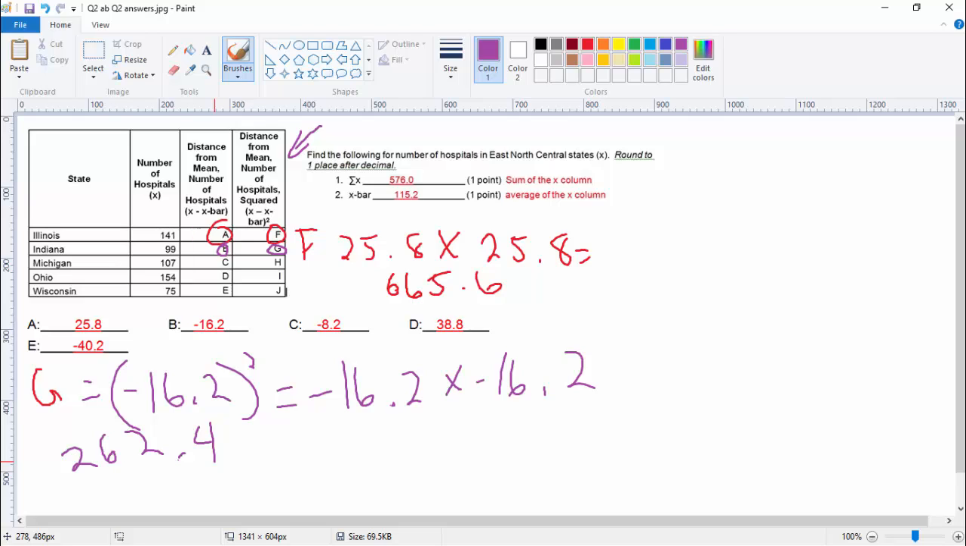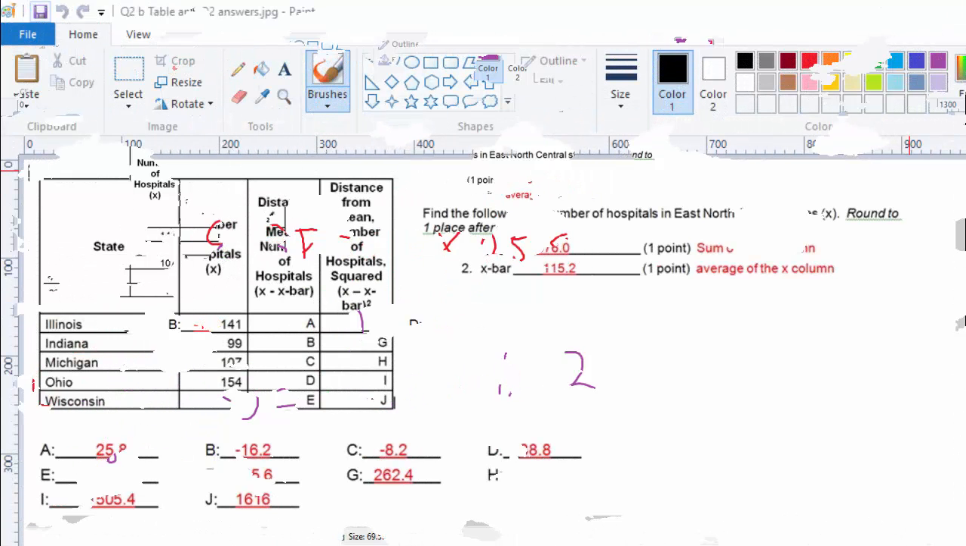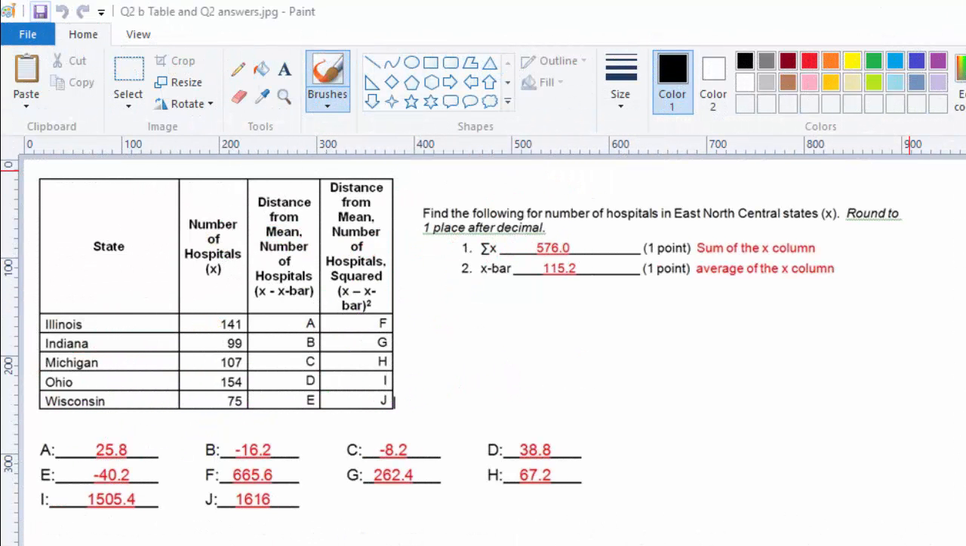Okay, so then how would we do H? Well, we would take C, which is over here, negative 8.2 times negative 8.2, and what would that be? That would be H, and I won't draw it out for you, but I did it. It's 67.2. So your next challenge is to fill in H, I, and J, and then let's see if you do it right. Okay, here we go. This should be what the final answers are. Make sure you get these answers, because if you don't, then the rest of quiz prep you're going to mess up, right?